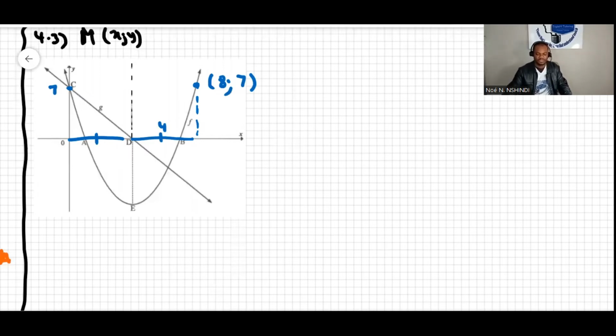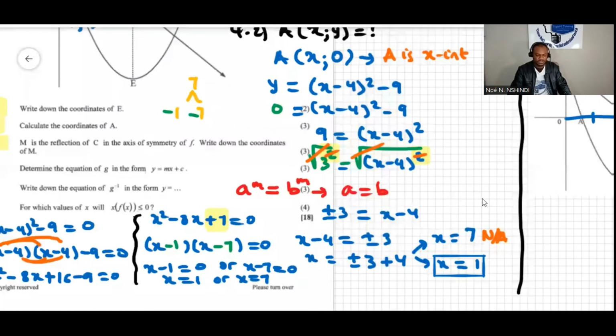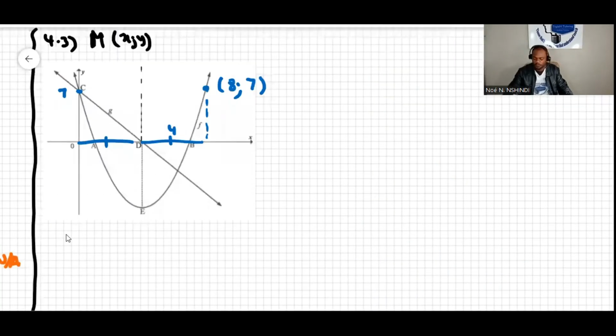The following question, I'm going to move my board like this. Question 4.4. Question 4.4 says determine the equation of G in the form y equals mx plus c. Now I'm going to move my board over here. Question 4.4.